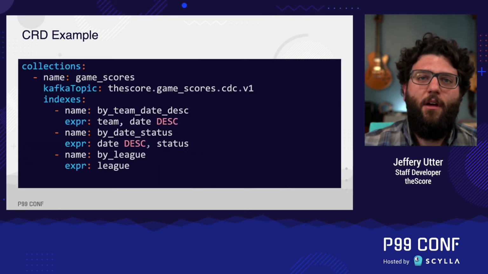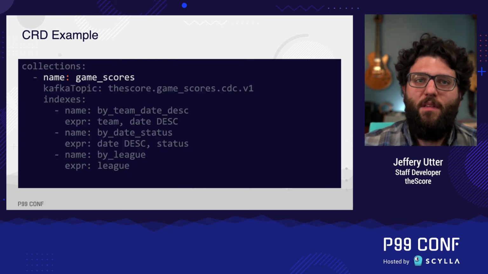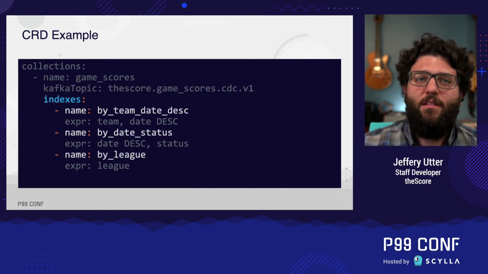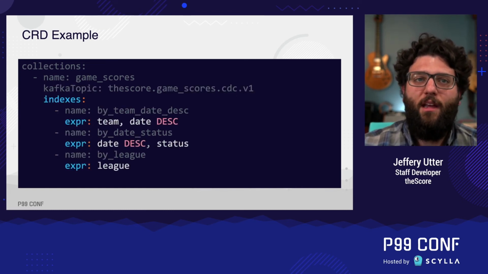On the CRD front, this is just like a subset of the CRD, but this is the important part. Teams define the collections that they want to have next to their application. Each collection has a name, in this case game scores, a Kafka topic. So this is the topic where this collection is getting materialized from. Then we have our indexes, and each index has an expression defining the fields in the protobuf that we're using, and then any operators that we need to transform that.